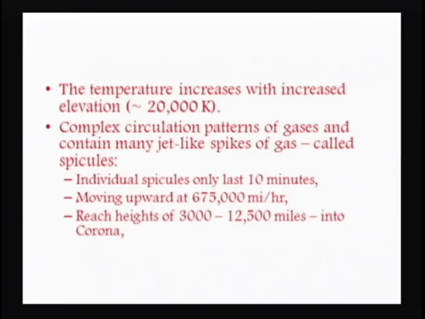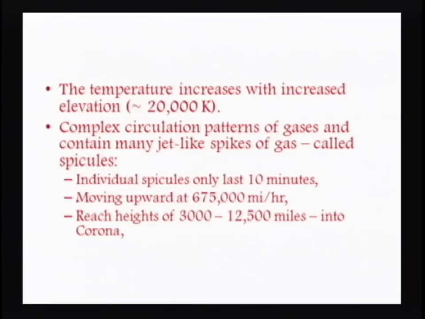And the top part of our atmosphere is very hot, but it is not very dense at all. Circulation patterns are very complex, and they contain many of those jet-like spikes, and we call those things spicules. They can last only about 10 minutes. Look at the speeds that they are moving upwards at, about 675,000 miles an hour.